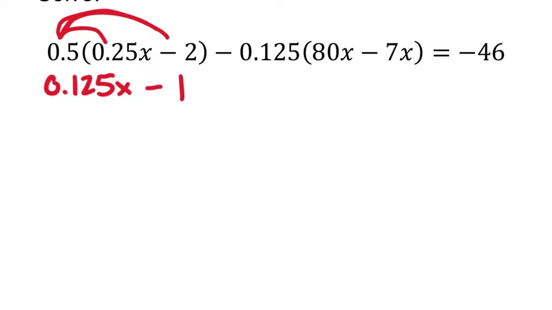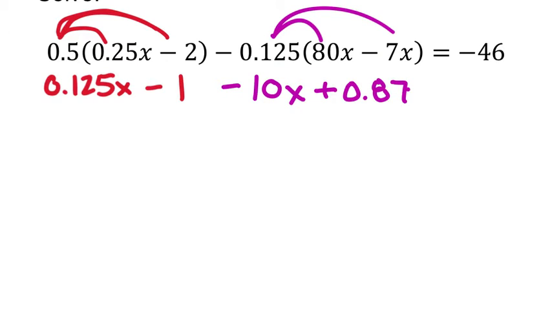Hey, that's not too bad. And then I'm going to distribute this. That's a negative 0.125. Got to remember that minus sign will follow it as a negative sign right there, okay? So that's a negative 0.125 times 80x. That'd be negative 10x right there. And then distribute to the negative 7. That's going to be positive now. That's how many x's there are, 0.875x's, okay? And then we got this equals negative 46.